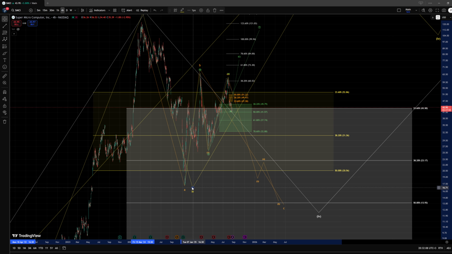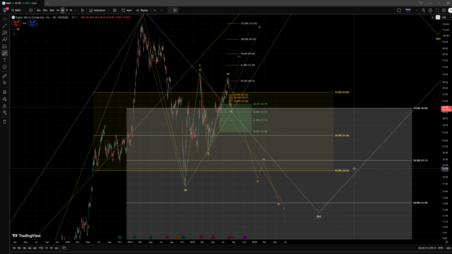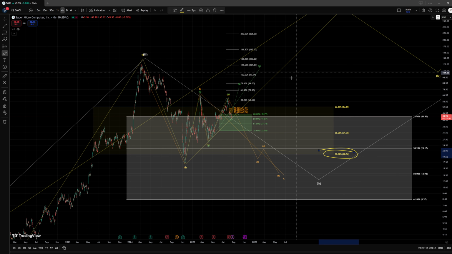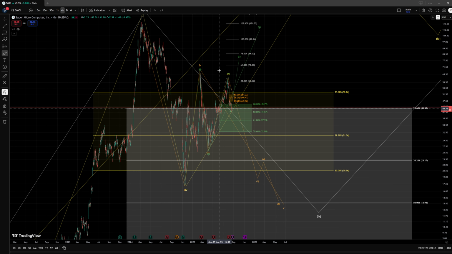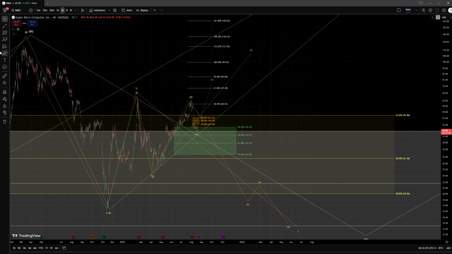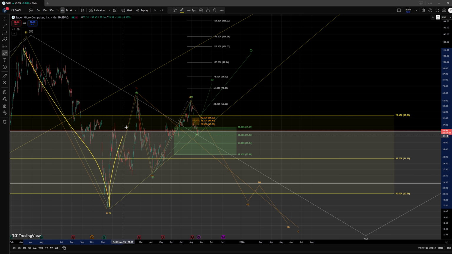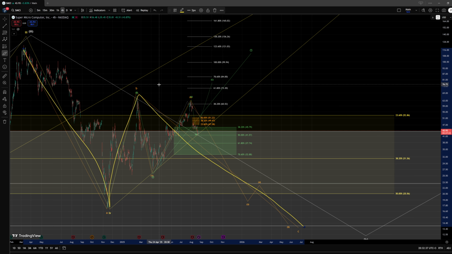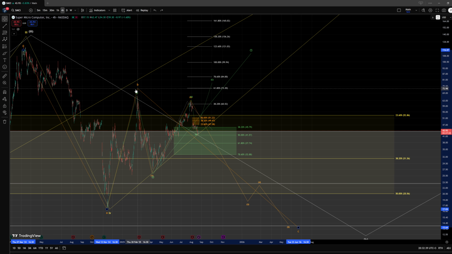Just focus on the fact that if we break the 50% retracement level, we are focusing rather on either the white interpretation or one of the other interpretations that I mentioned in the previous deep dive walkthrough. But for now we are tracking two scenarios. We have an A wave down, a B wave up in orange, and then we are looking for a C wave to the downside. This is one interpretation of how it could play out.